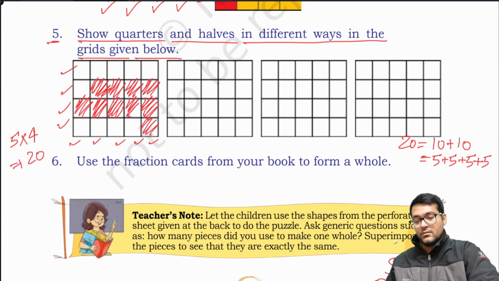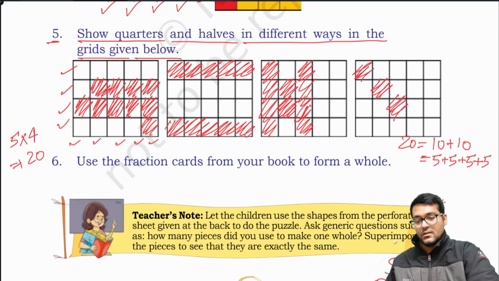You can adopt different ways of doing this. 5 here, that is 1 quarter, and 5 here, that is 2 quarters. 4 here, and 1 here, and 4 here, and 1 here. That will be half. 5, 1, 2, 3, 4, and 5. Similarly, 5 will be 1 quarter, and 10 will be half. That is 4 and 4, 4 and 4, 8, 9 and 10. That will be half.